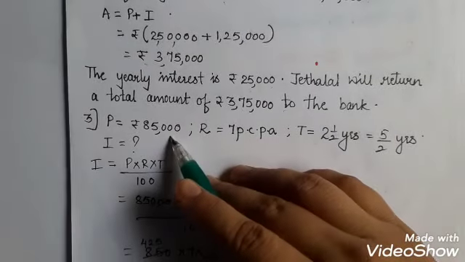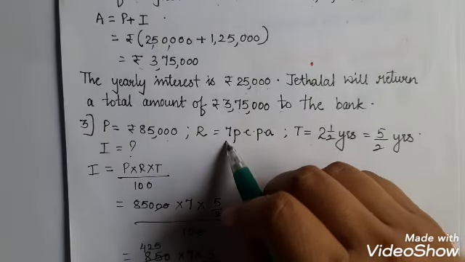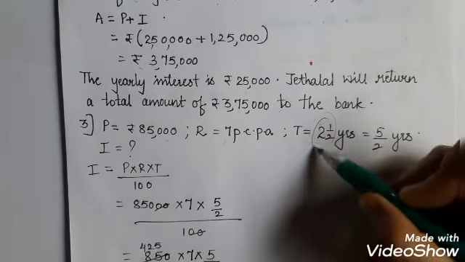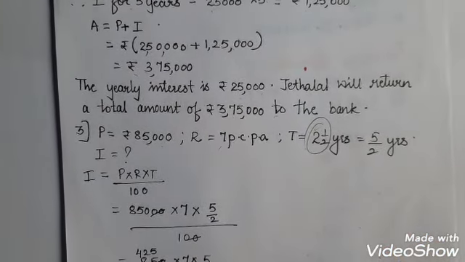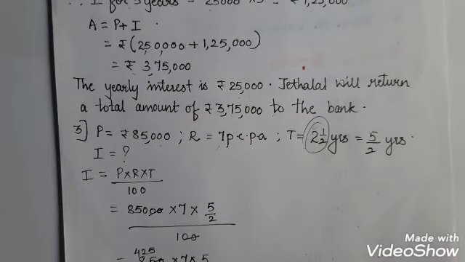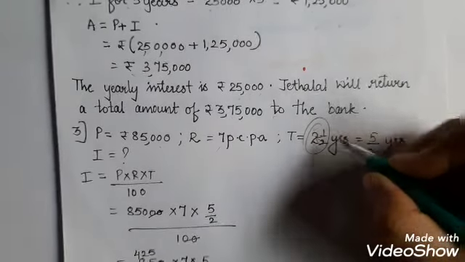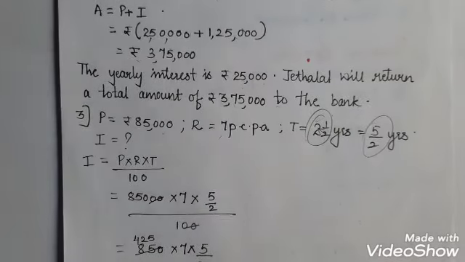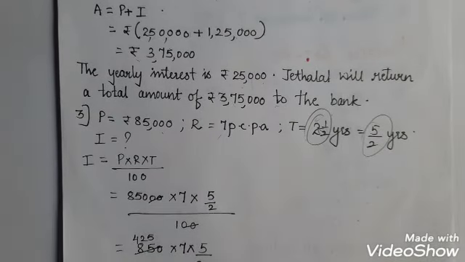P is given, 85,000 rupees. R is 7 PCPA. Time is 2.5 years. Now 2.5 years is a mixed fraction. We convert it into a fraction. How do we convert? You multiply: 2 2s are 4, 4 plus 1 is 5. So 5 upon 2 years. And your question is we have to find the interest.